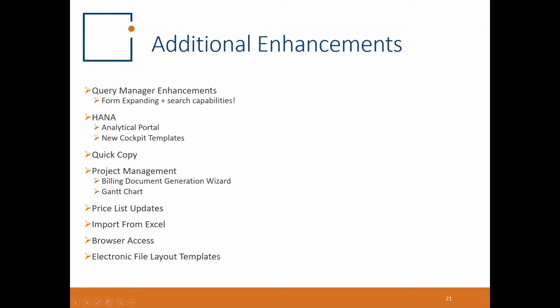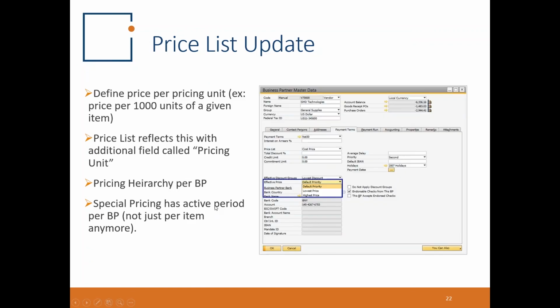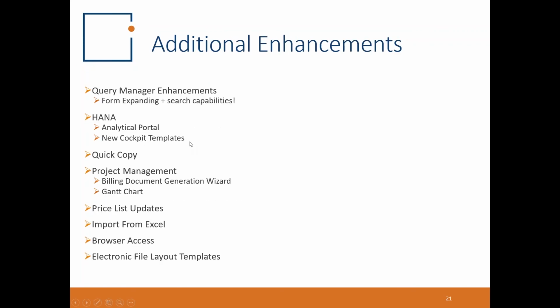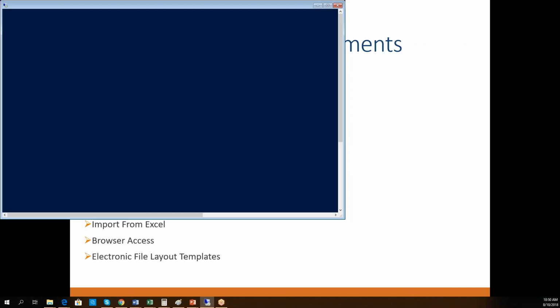Project management enhancements like easier billing using a wizard, and they also added a Gantt chart to the project management introduced in Nano2. There are price list updates, import from Excel, and browser access, electronic file. I think Beth maybe wants to focus on the query and import from Excel, but we are open also to present anything else you may want us to present.